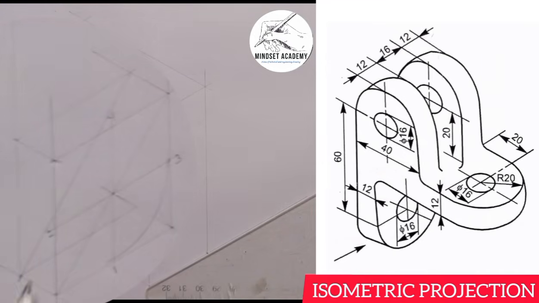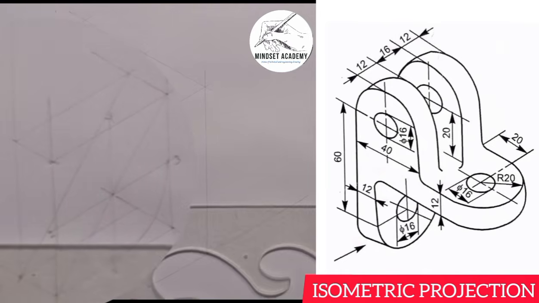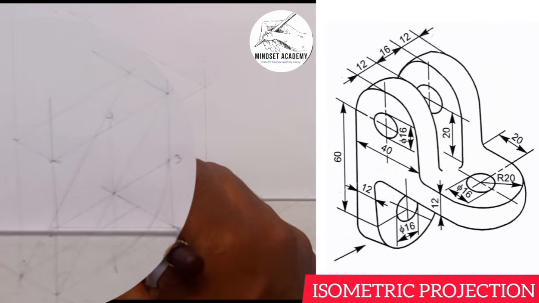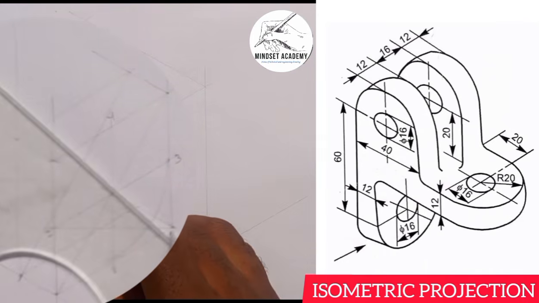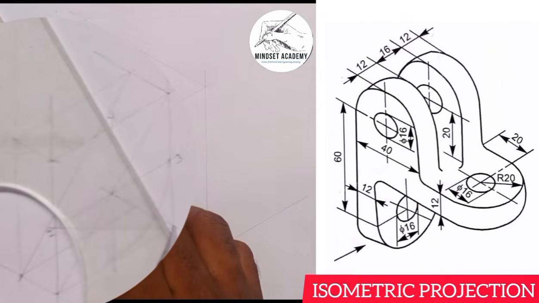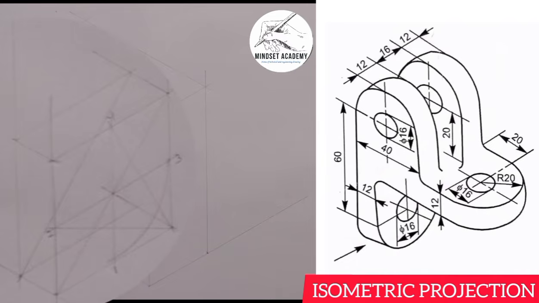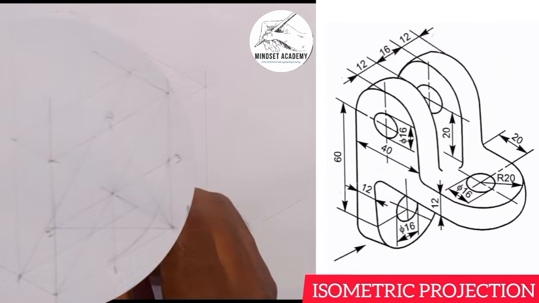Let's start with a faint line first. Then I'll join the end here to 2. Then I'll join the other end here to 4. Can you see that? So I also need this point here.